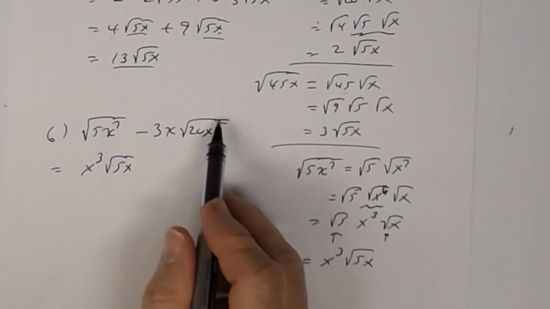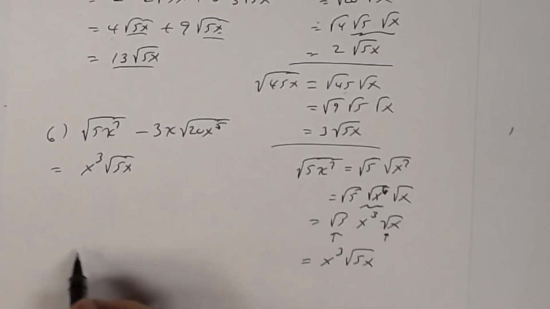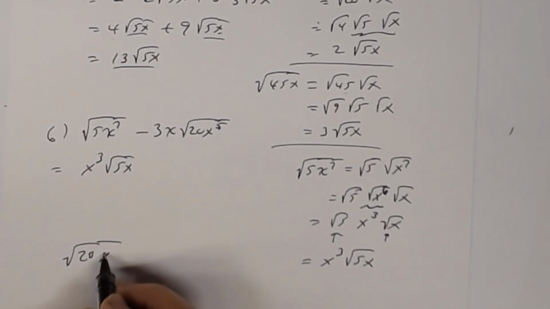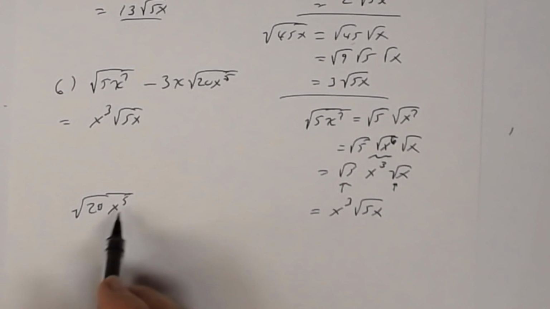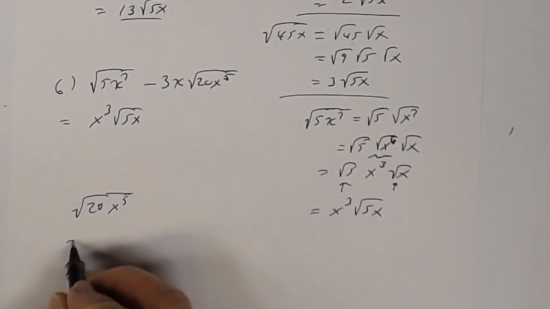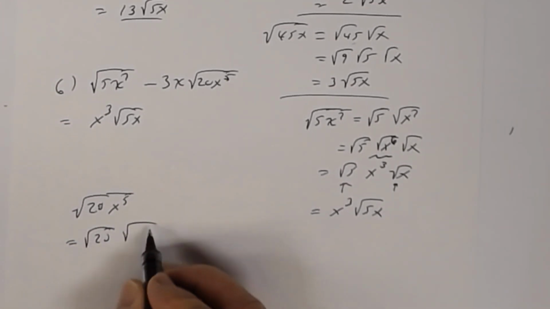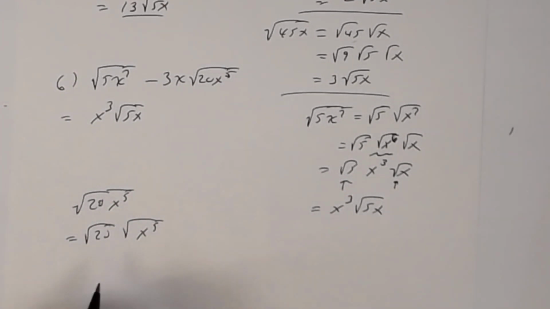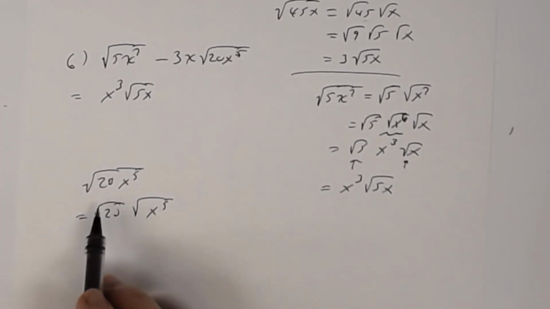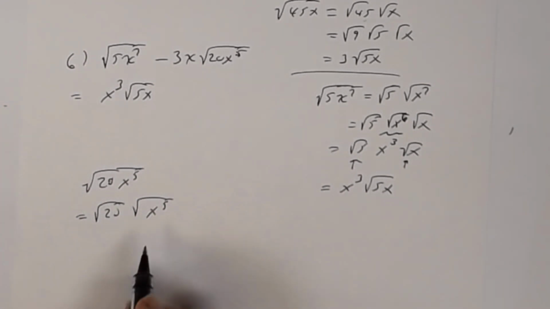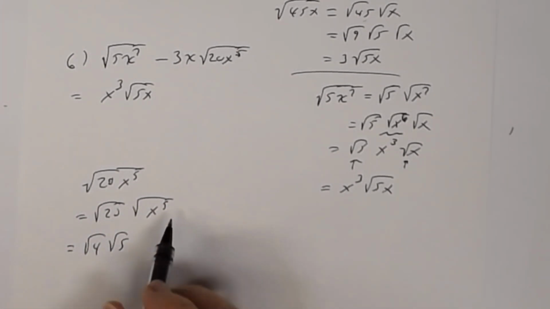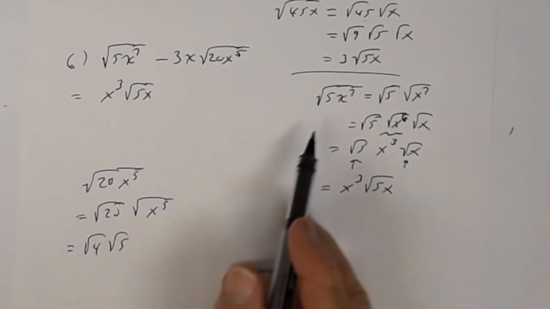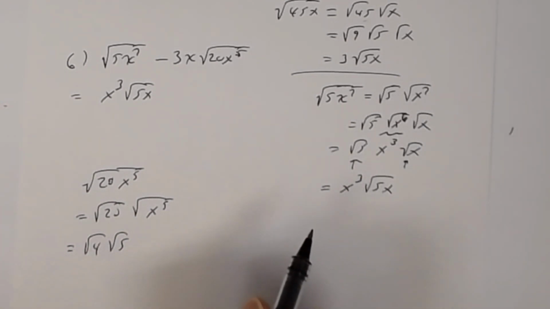All right, now let's talk about the square root of 20x to the 5th. I'm going to write it as a product, so the square root of 20 times the square root of x to the 5th. A perfect square that goes into 20 is 4, so it'll be the square root of 4 times the square root of 5. And let's think about the square root of x to the 5th just like we thought about the square root of x to the 7th.